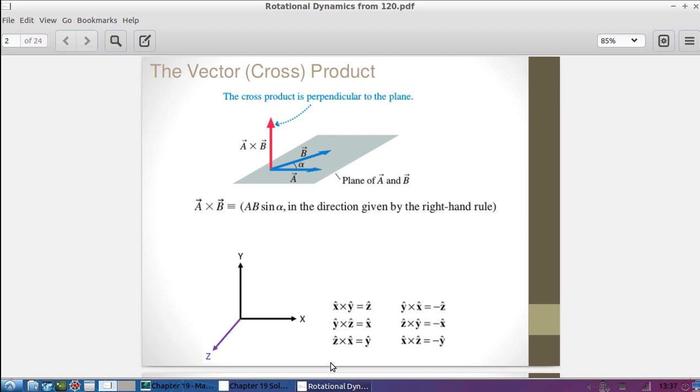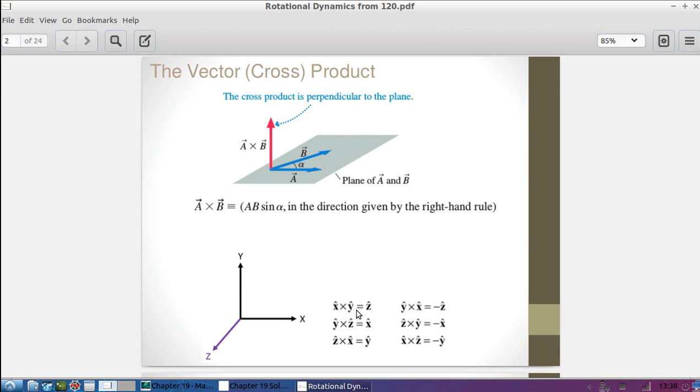And so I put this down here to give us multiple occurrences of the cross product and show you the right hand rule again. So I started with this cross product. X cross Y is equal to Z. So how am I going to determine the direction of the cross product X cross Y? We're going to use the right hand rule.